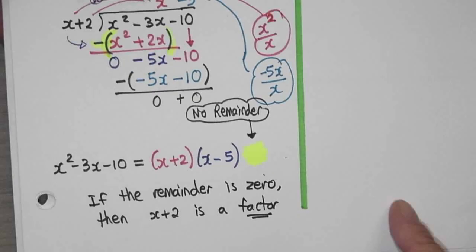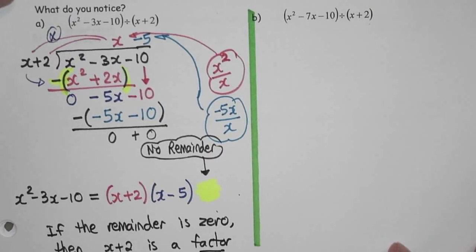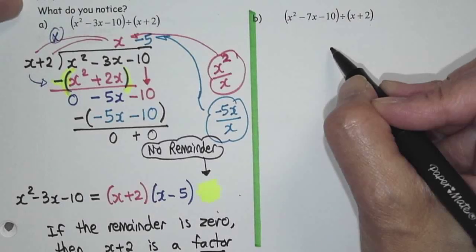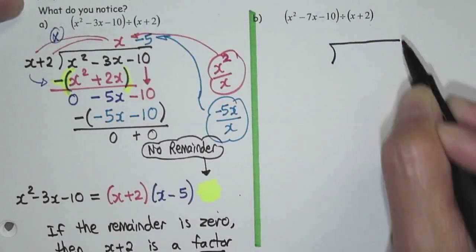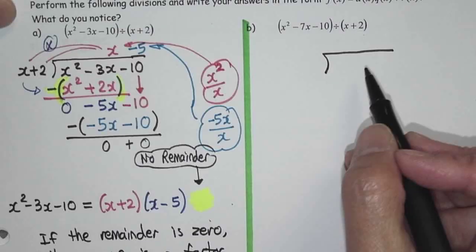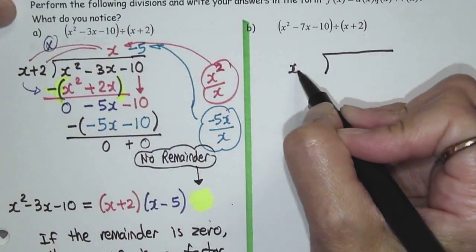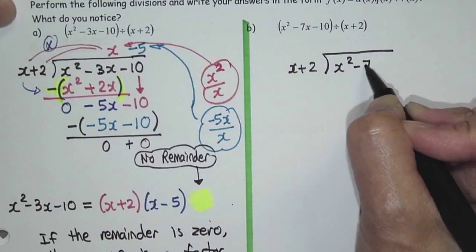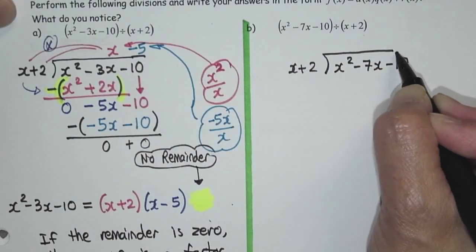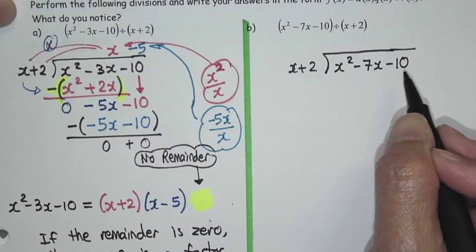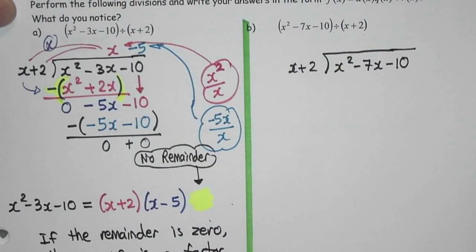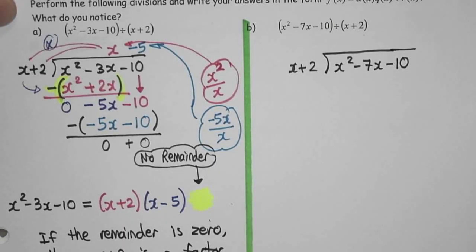Let's try it again. We're going to do polynomial division. So let's write our polynomial here, kind of in the middle, not too far. And then x plus 2 goes out here. x squared minus 7x minus 10. Just make sure the order is good. It's an x and a 2. So the order is descending for both. No zeros to fill in.